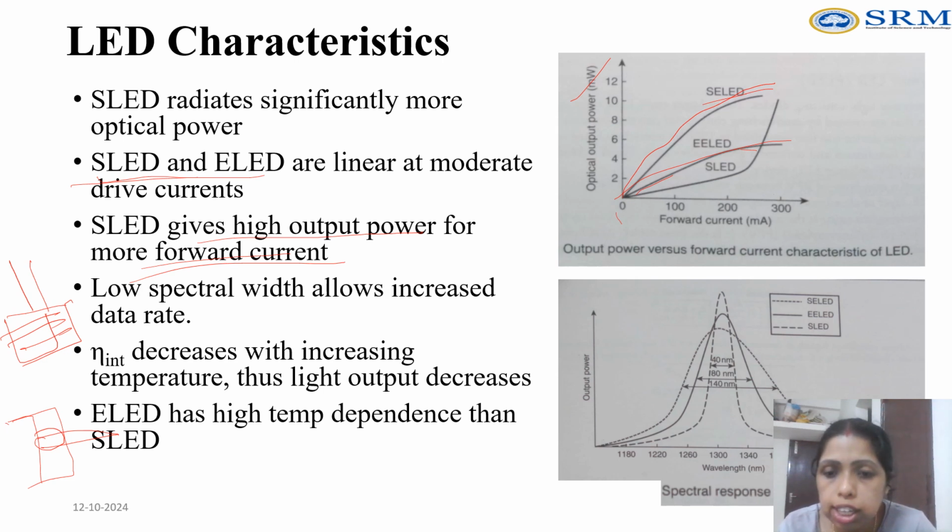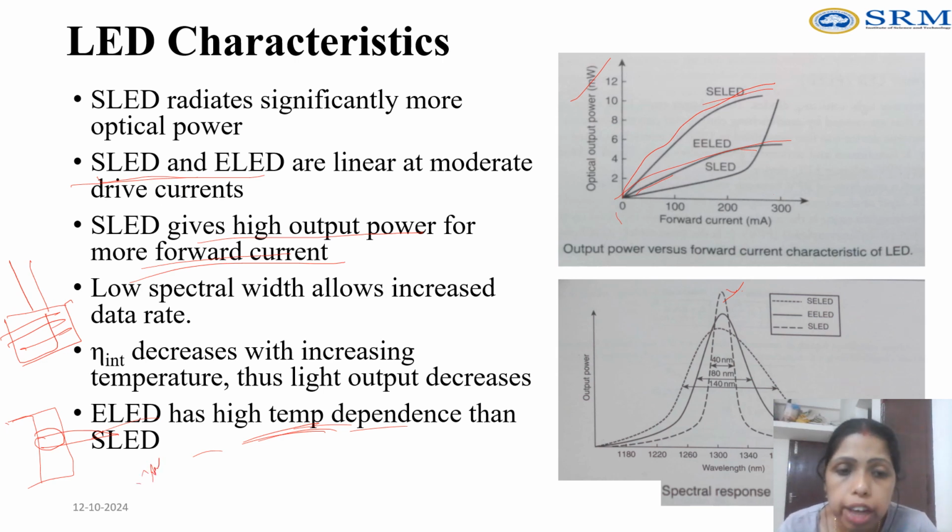If you see the spectrum width, it is normally large in the case of the surface light emitting diode, as compared to the edge light emitting diode. The edge light emitting diode's spectral region is narrow as compared to the surface one. If you also increase the temperature, the edge light emitting diode is highly dependent on the temperature as compared to the surface light emitting diode.